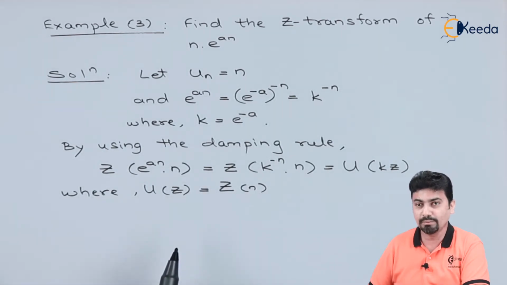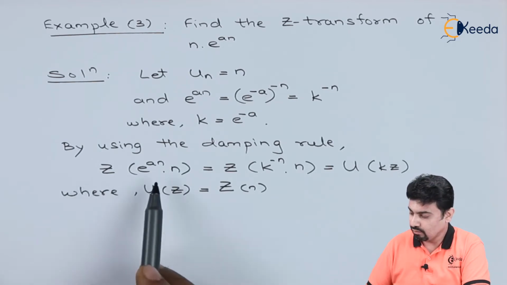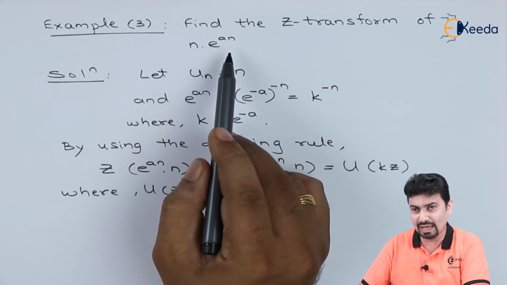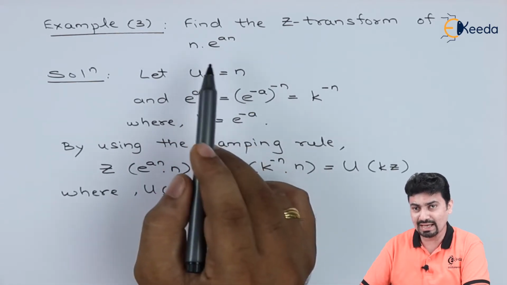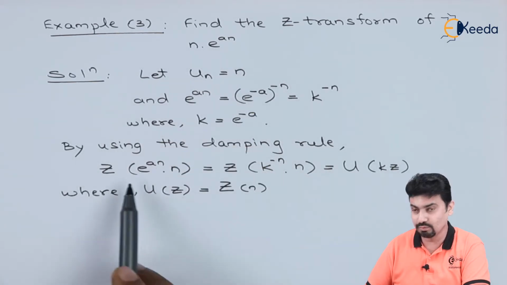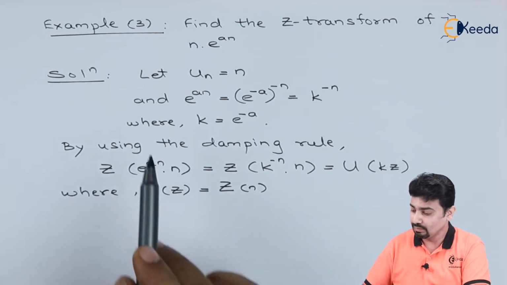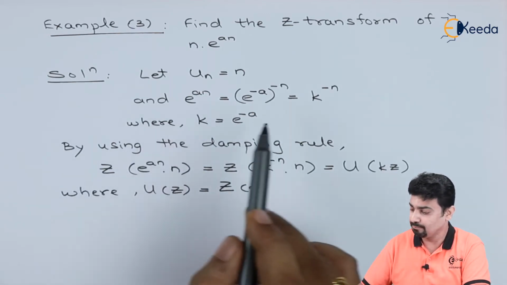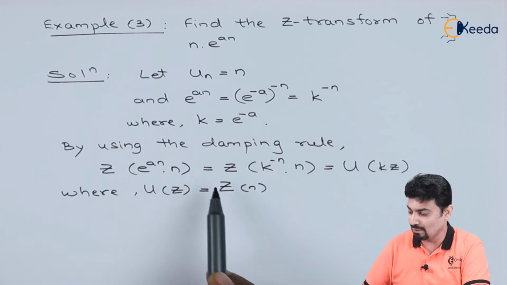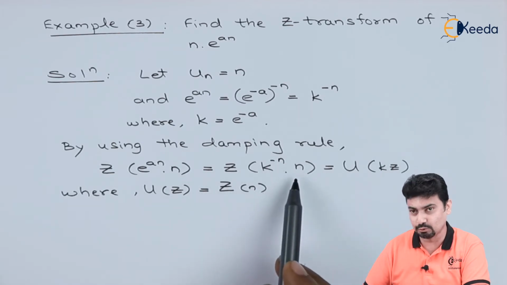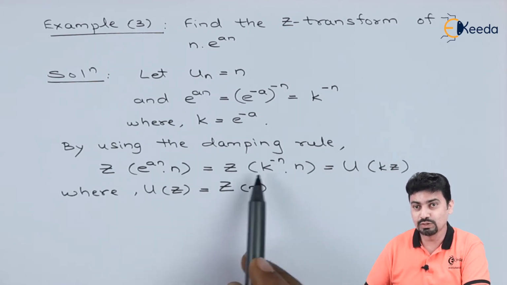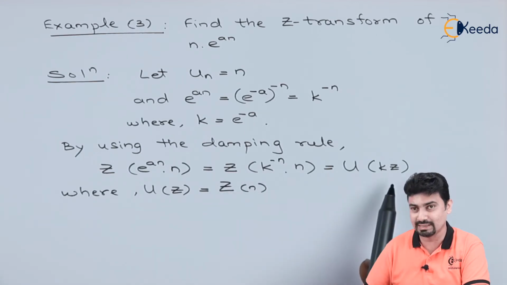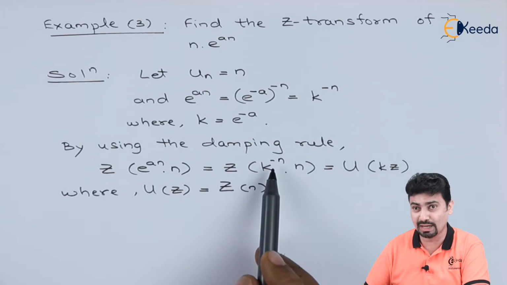Thus, using the damping rule, the function z of n e raised to an, I have rewritten as e raised to an into n. We have reversed the order. Also, e raised to an is nothing but k raised to minus n. So we have z of k raised to minus n into n, which using damping rule we can further write as u of kz. Correct? Because it is k raised to minus n.